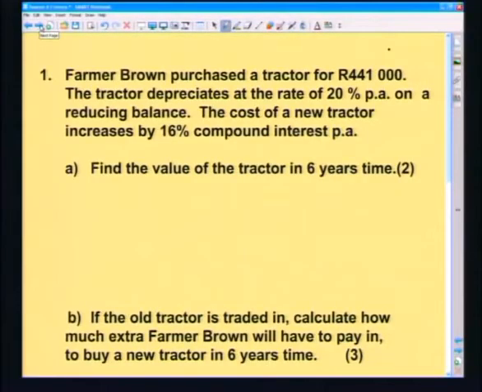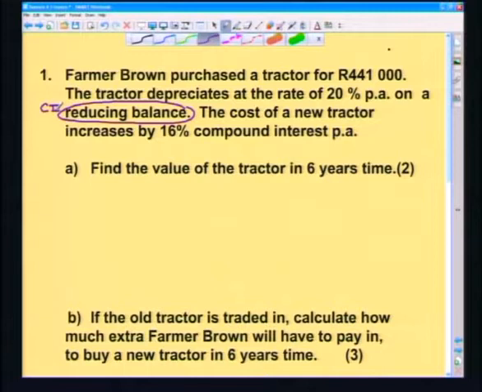Farmer Brown purchased a tractor for $441,000. The tractor depreciates at the rate of 20% per annum on a reducing balance. Now remember last time we mentioned that if it says reducing balance, we are talking about compound interest. The cost of the new tractor increases by 16% compounded annually, because it says per annum. Now it says find the value of the tractor in 6 years' time. Now obviously we've got to see what the replacement value would be on this particular tractor, considering that if we start saving now, the price won't stay the same for the next 6 years.